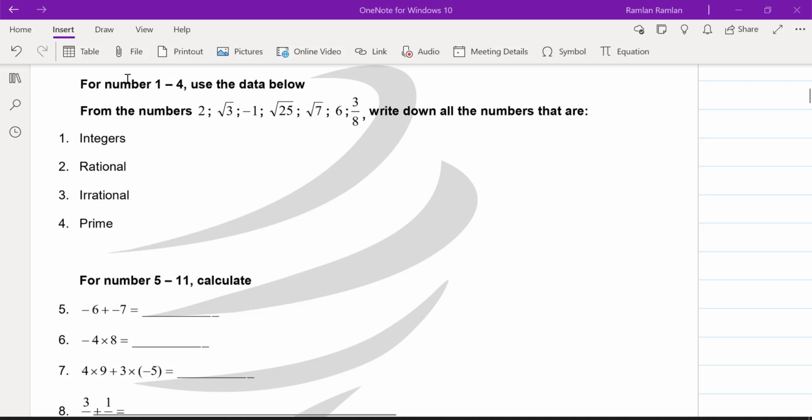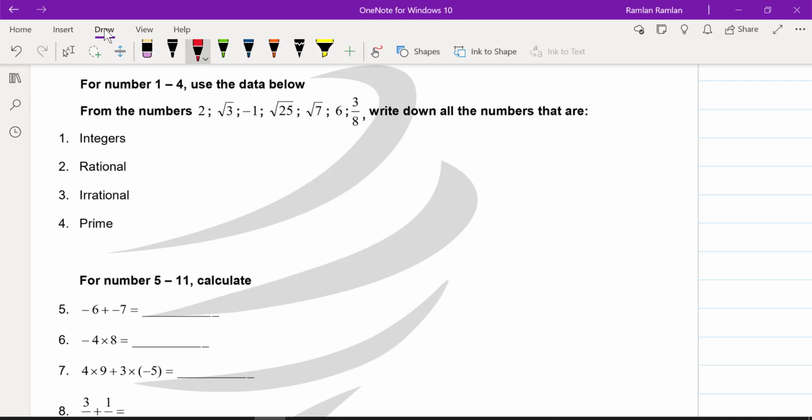Okay, so let's jump up to number 1 here, number 1 to 4. Use the data below for the numbers 2, square root of 3, negative 1, square root of 25, square root of 7, 6, and 3 over 8. Write down all the numbers that are integers. Now, we know that integers are numbers like 0, 1, 2, 3, and then negative 1, negative 2, and so on. So it's like a whole number, but it can also be negative.